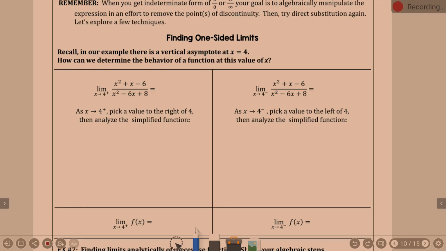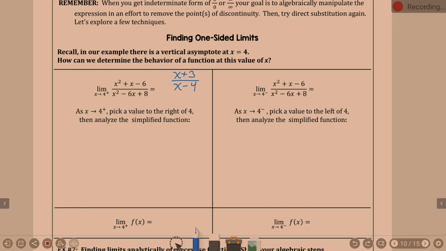Now keep in mind, first of all, you wouldn't use this form. What was our simplified form? Was it x plus 3 over x minus 4? Something like that. Based on what I'm seeing in my notes, that must be what we had. Yeah, it was x plus 3 over x minus 4. That's what it factored to.